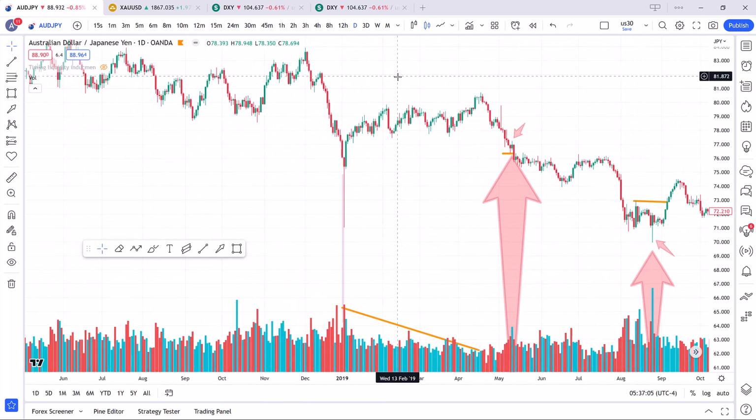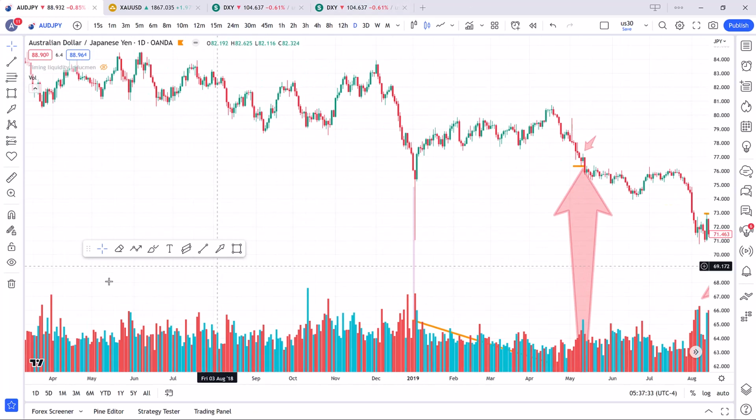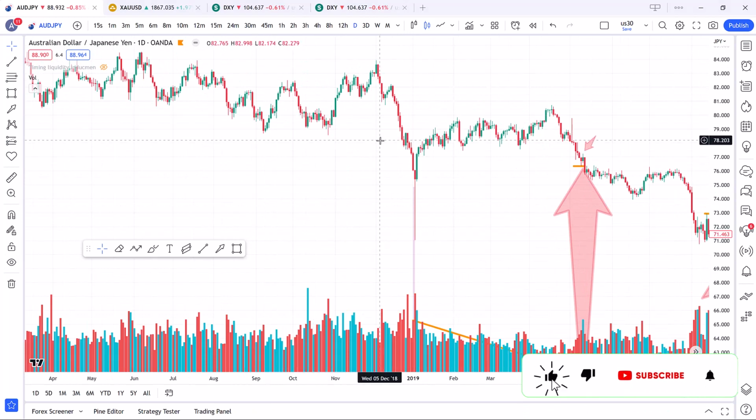We just want to talk about how very big volumes and very massive volumes show us that a big institution or some big players have entered the market, and after that confirmation that I talked about, which is a break of structure, those institutions decided to buy or sell the market. Another example is going to be here.